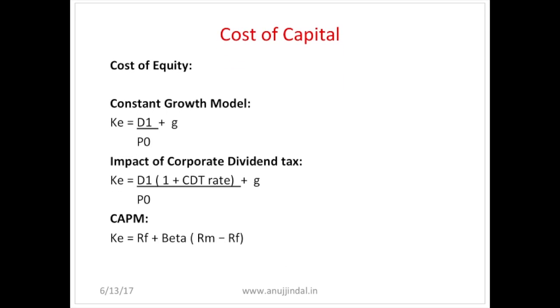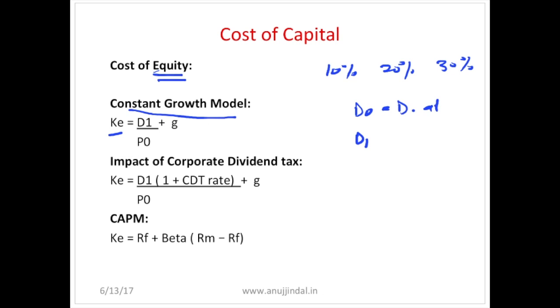Next is cost of capital for equity. If you're issuing equity, then what is the cost of capital? One formula is for the constant growth model, wherein the dividend is growing constantly in the organization. So if you're paying 10% today, next year it is 20%, let's say, the next year it is 30%. So the dividend is growing constantly. In that case, cost of equity is D1. Now there is a difference between D0 and D1. D0 is the dividend which is given at the start of a year.